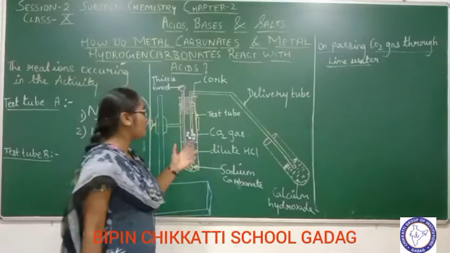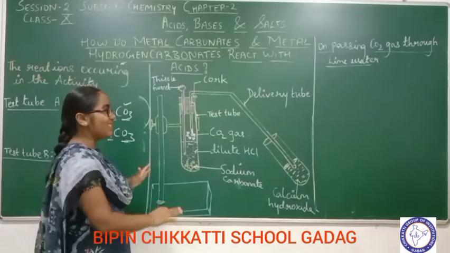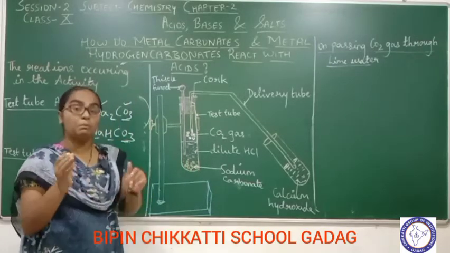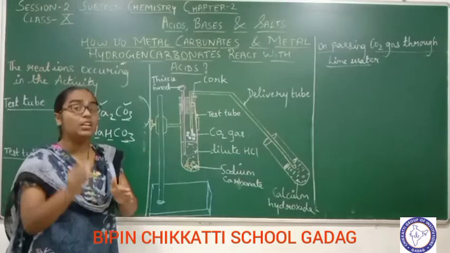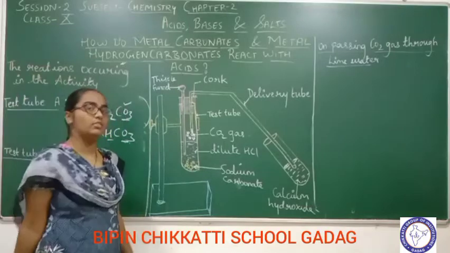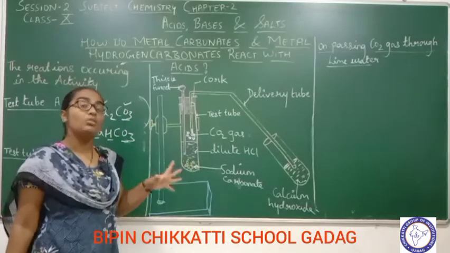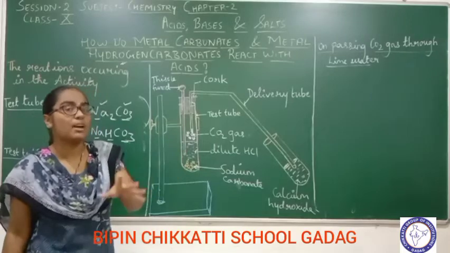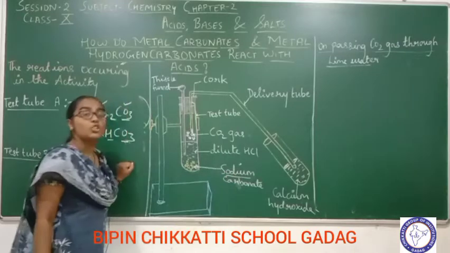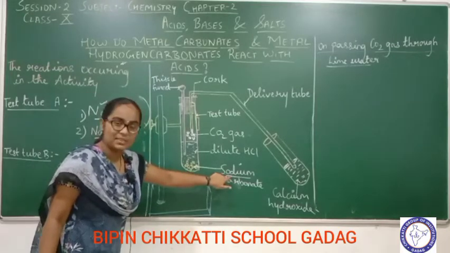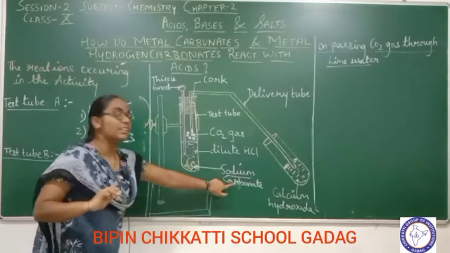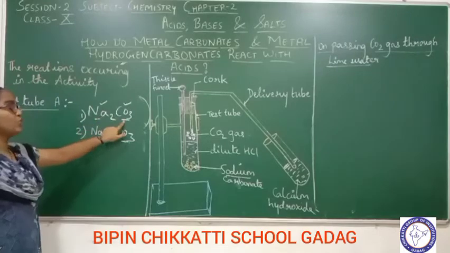Now they have taken one experimental setup, or we can say an assembly, to show the reaction between metal hydrogen carbonate or metal carbonate with acid, right? First we will study with the acid, and afterwards with the base later on. But first we need to understand how this metal carbonate and metal hydrogen carbonate react with the acid. Which metal carbonate are we taking? Sodium carbonate, right? Sodium is a metal, and carbonate is the form of that. Sodium carbonate has the molecular formula Na2CO3.